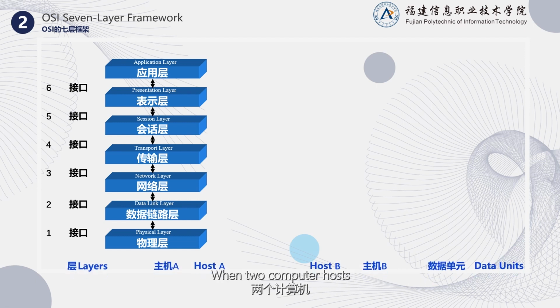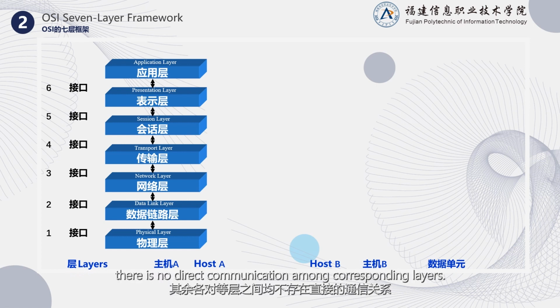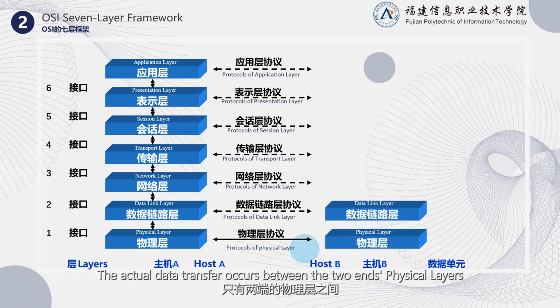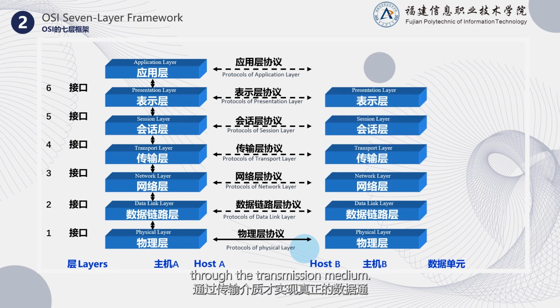When two computer hosts, host A and host B, communicate over the network, apart from the physical layer, there is no direct communication among corresponding layers. The communication is carried out through protocols of related layers. The actual data transfer occurs between the two ends' physical layers through the transmission medium.